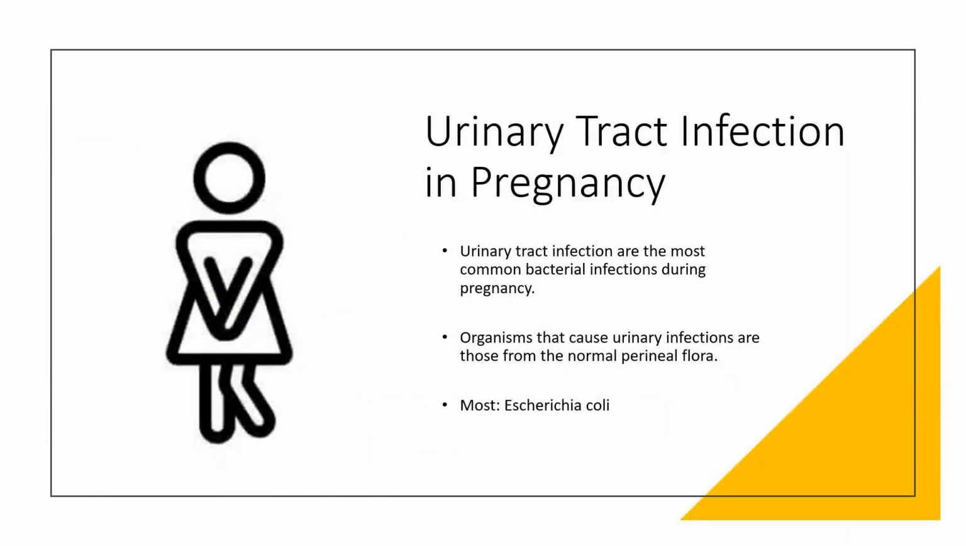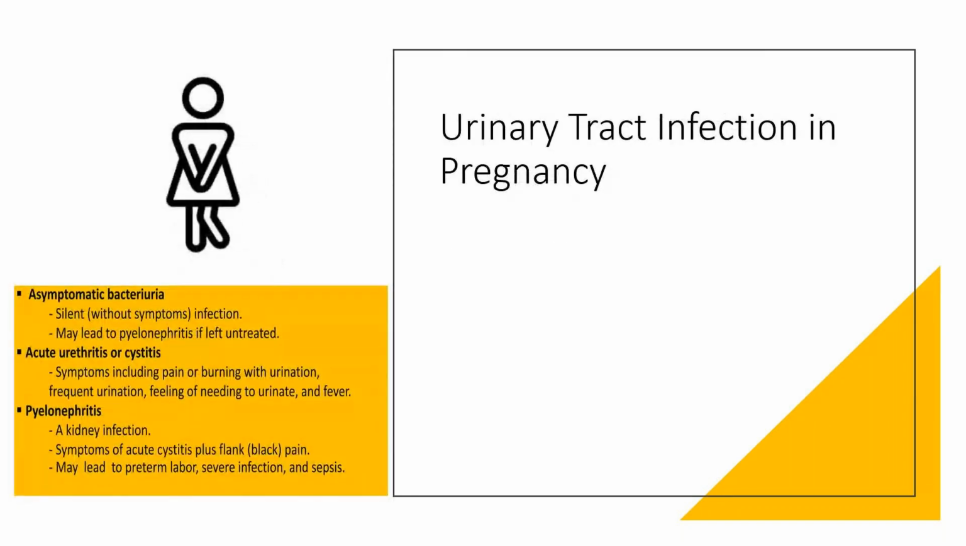I want to talk a little bit about UTI infections in pregnancy. Urinary tract infections are the most common bacterial infections during pregnancy. Organisms that cause urinary infection are those from normal perineal flora. Most of them are E. coli. Usually they present with no symptoms, however, they may lead to pyelonephritis, usually on the left, if untreated. And usually we see the symptoms on only one side.